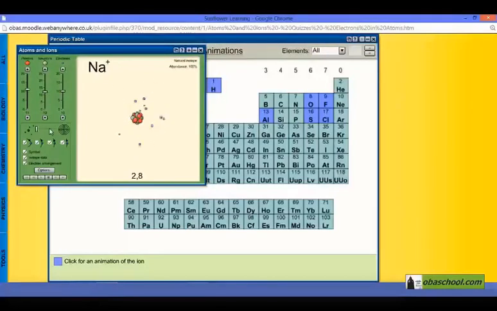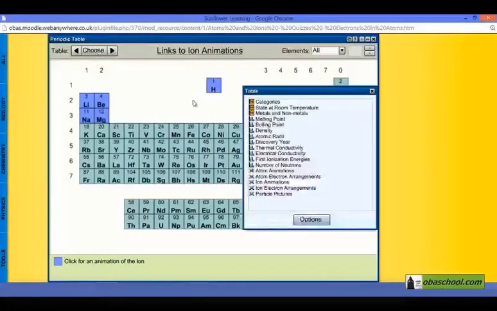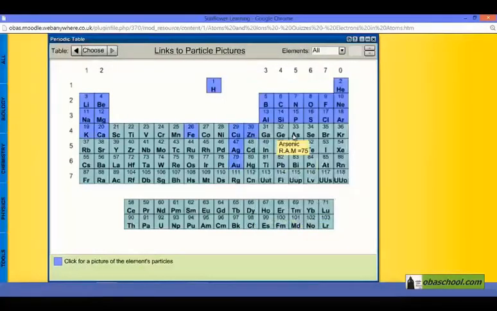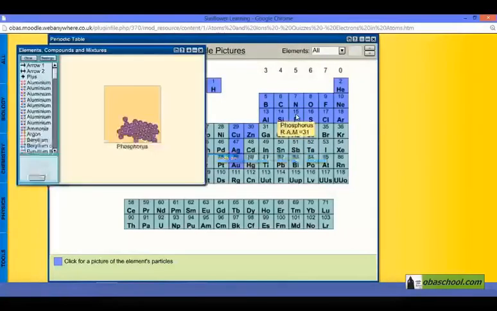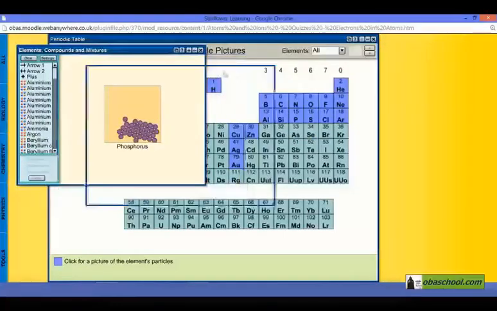So this is how it looks with the orbits and the nucleus, and this is the distribution of electrons in shells. In addition, you can also choose particle picture, so that if you press on phosphorus, for example, you will see how its particle looks like. So you see how they are close to each other.